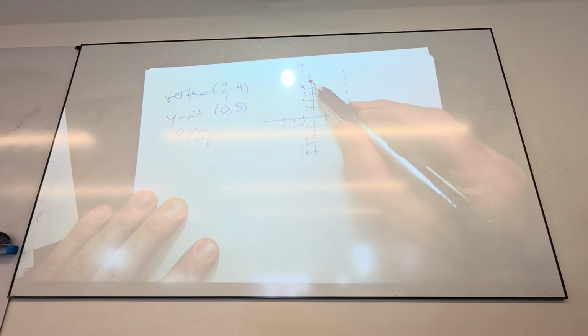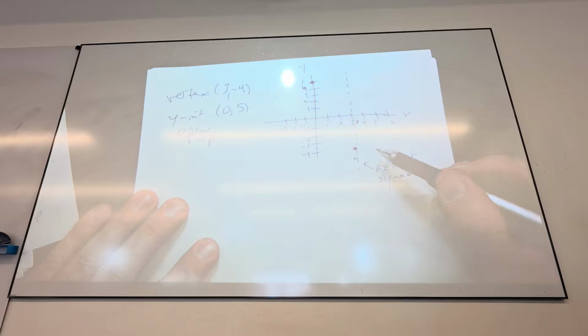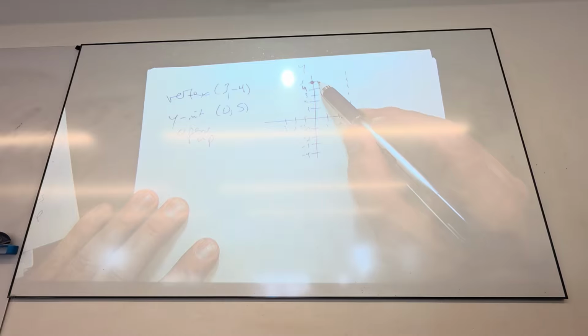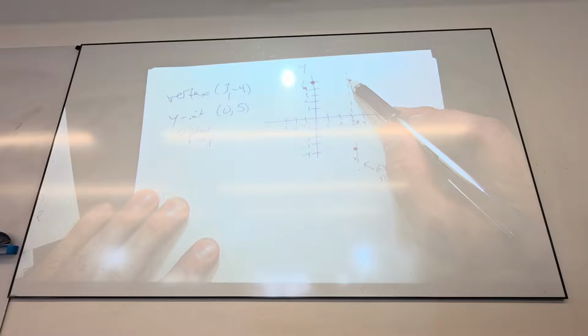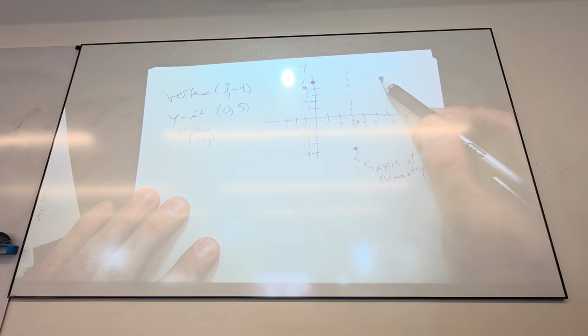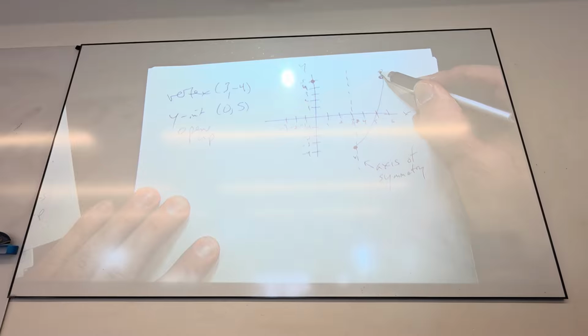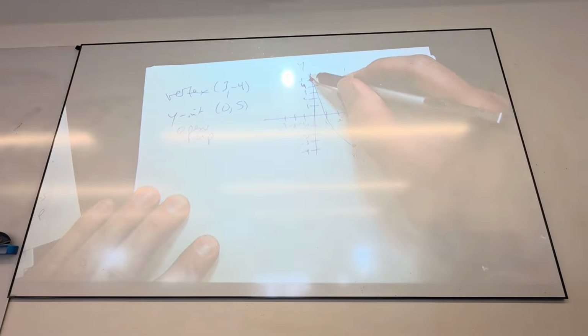So if there's a point here, and this is a mirror, where is there another point? How far is this point from the mirror? 3. So where's the reflection point? 6. Yes, 3 over this way. Then I can make my parabola.